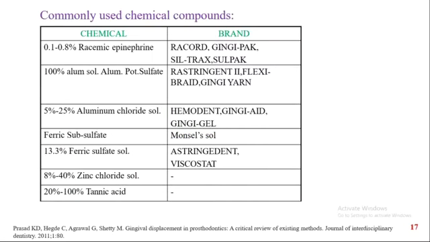Now, what are the commonly used chemicals for impregnating the retraction cord? They are epinephrine, aluminum sulfate, aluminum potassium sulfate, aluminum fluoride, ferric sulfate, zinc fluoride, tannic acid. Also, nasal and ophthalmic decongestants can be used. Now, coming to each one of them.